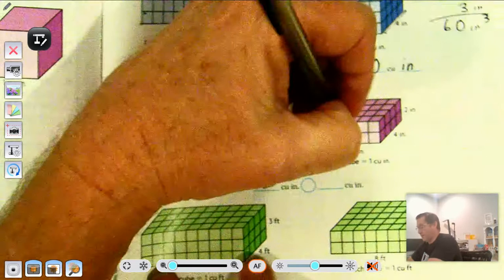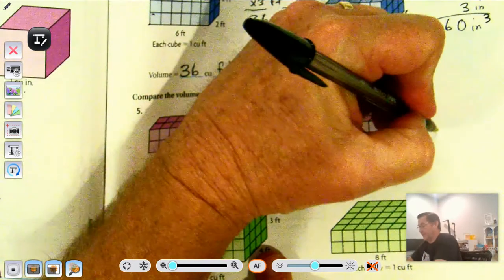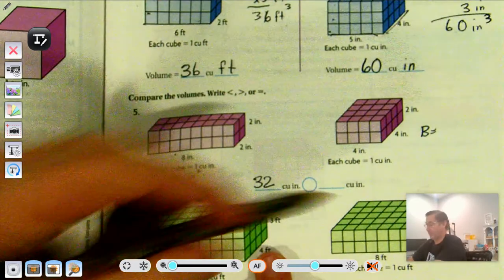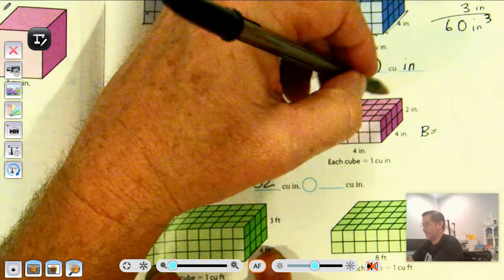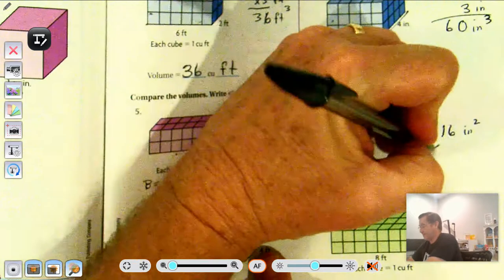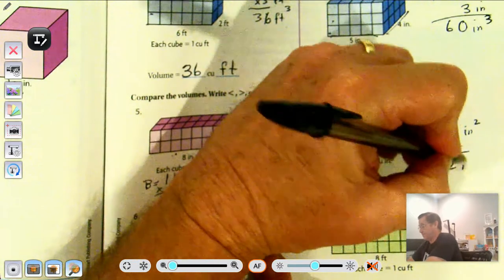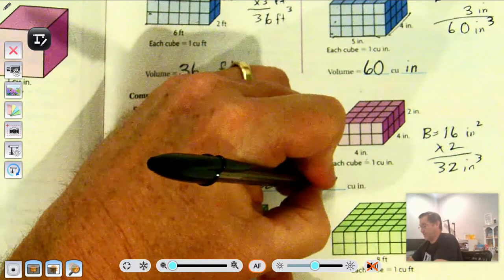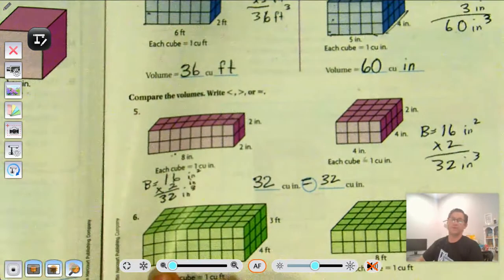And then on this one, we have a base again of 16. 4 by 4 is 16. 4, 8, 12, 16 inches squared. And we have a height of 2. So 32 cubic inches. So those two are equal.